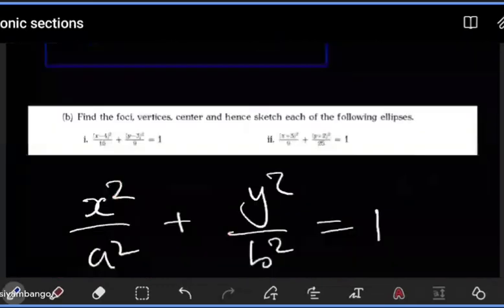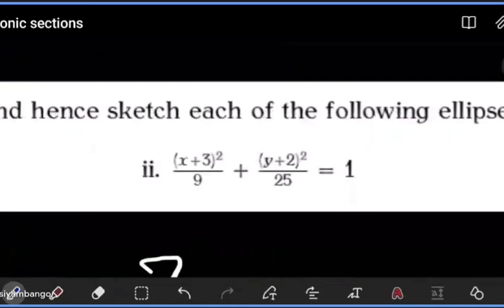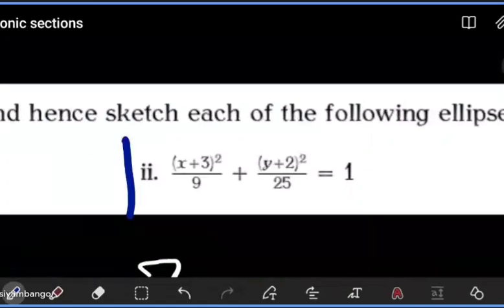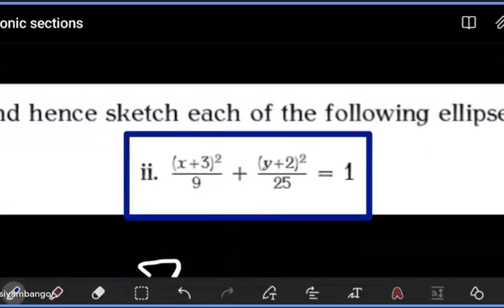Okay, so you guys can try out this one here. Let me just zoom in so that you guys can see it. So try to see if you can work out this. And it's the same thing, sketch it, find the vertices, the foci, and the center for this ellipse.